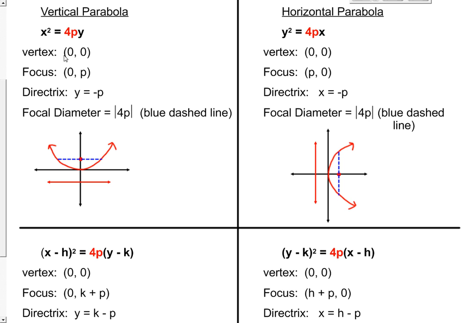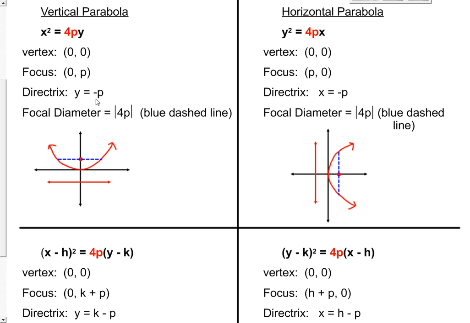Like I said, these functions are written for the vertex of 0, 0. The focus is this point right here in the middle of the parabola. If we're looking at the graph right here, this point is the focus point, and the parabola kind of wraps around that a little bit. The distance from the vertex to the focus is that value of p. So whatever number is up here in the equation, you're going to divide by 4 to find that number p.